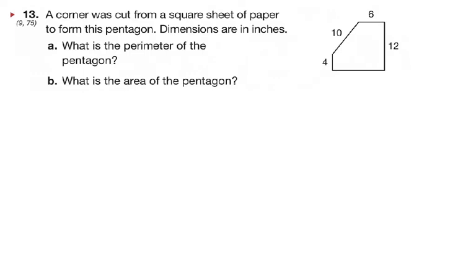Number 13. A corner was cut from a square sheet of paper to form this pentagon. Dimensions are in inches. That's important. What is the perimeter of this pentagon? Now, let's see. It tells us that it was a square sheet of paper. So they cut off this part right here, right? And so if it was square, that means all of our sides had to be this 12 right here, okay? So 4 plus what number is 12? 8, good, and 6 plus 6.